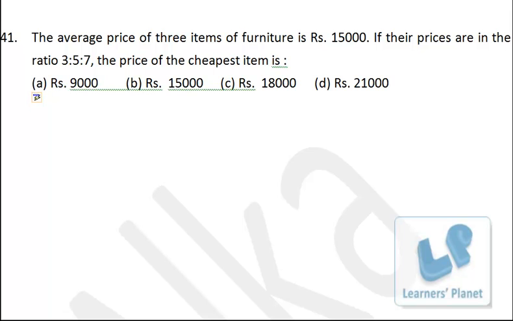So 3:5:7 is what? 3 plus 5, 8 plus 7, 15. Now this 15 is actually 45,000. If 15 is 45,000, then 1 is 3,000. And the cheapest item is 3 parts. So 3 parts will be 9,000. Okay, as simple as that.